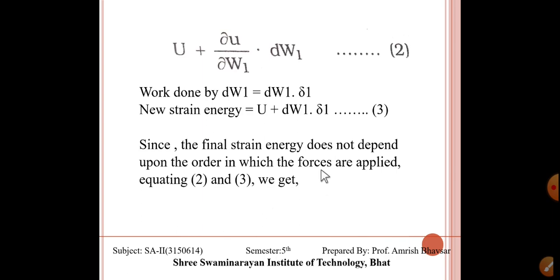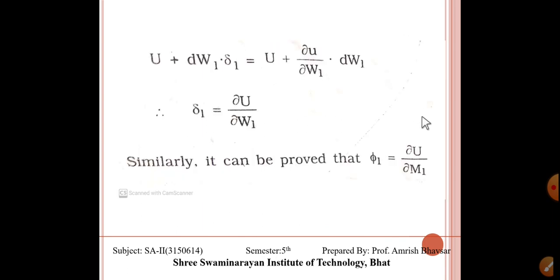Using equations 1, 2 and 3, we will get U plus dW1 into delta 1 is equal to U plus del U upon del W1 into dW1. So delta 1 is equal to del U upon del W1. Similarly, if phi is there, then phi 1 is equal to del U upon del M1.